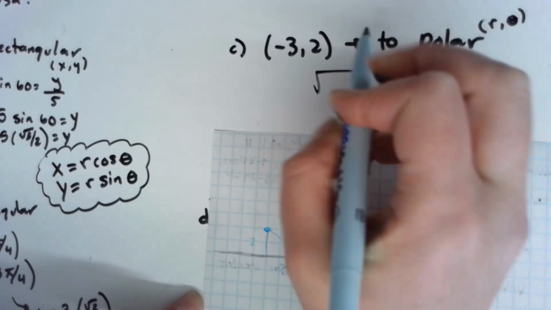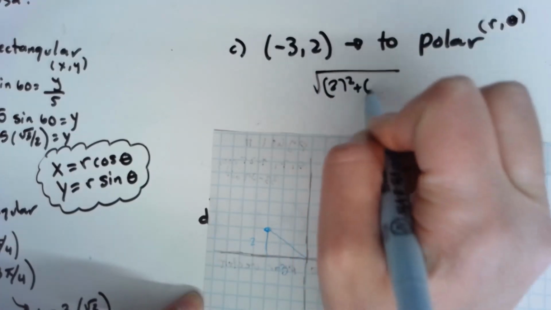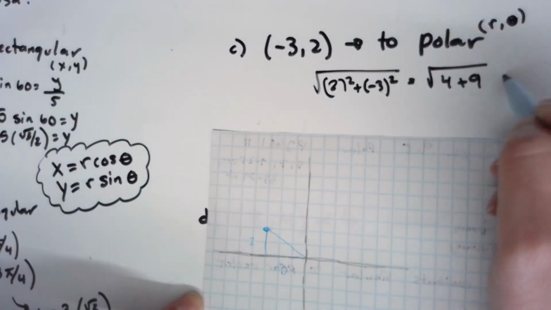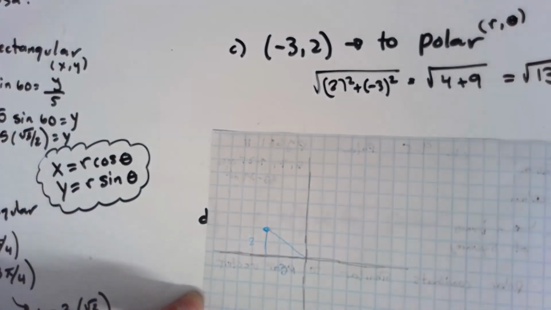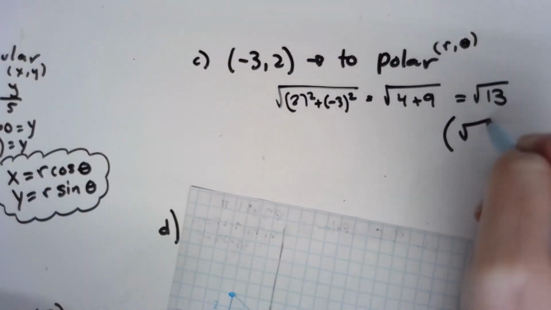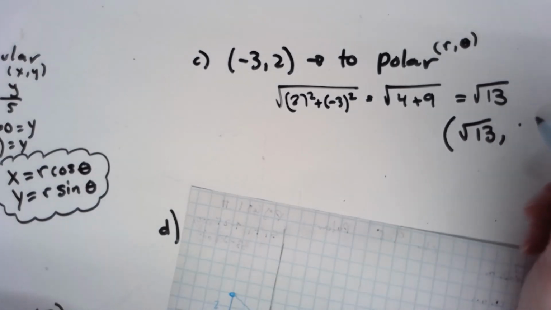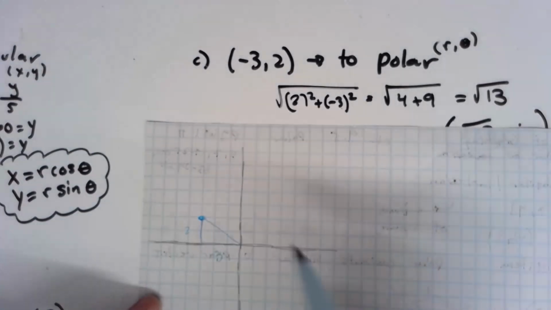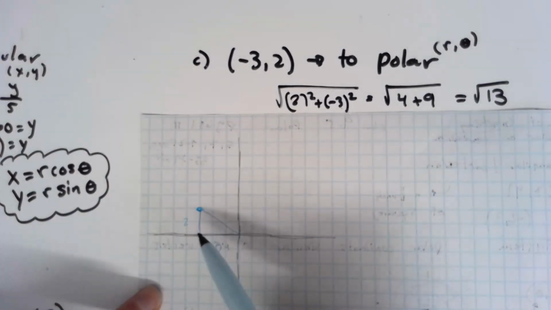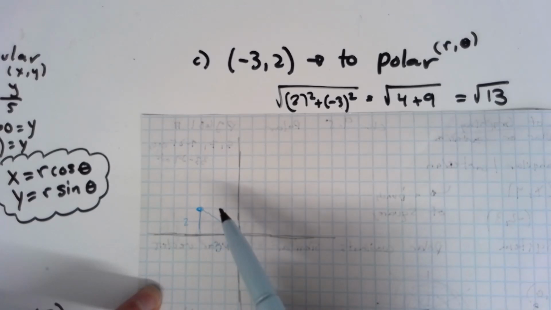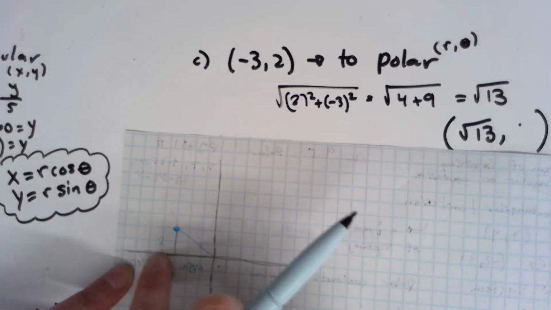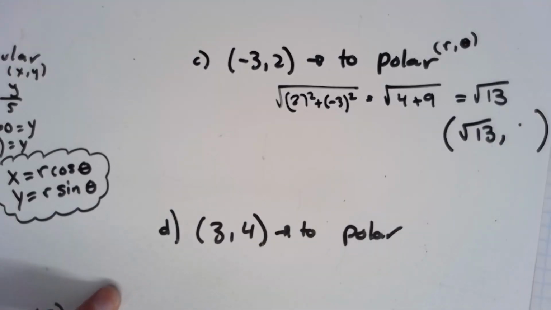So we're going to do the square root of 2 squared plus negative 3 squared. So that's the square root of 4 plus 9, which is the square root of 13. So we've got our first part: the radius is square root 13. Now we just need to find our angle. Well, again, this is just simple trig. We can do tangent because it's given to us. We can use cosine, sine, it doesn't really matter. But because this gives it to me, I'll just use tangent.